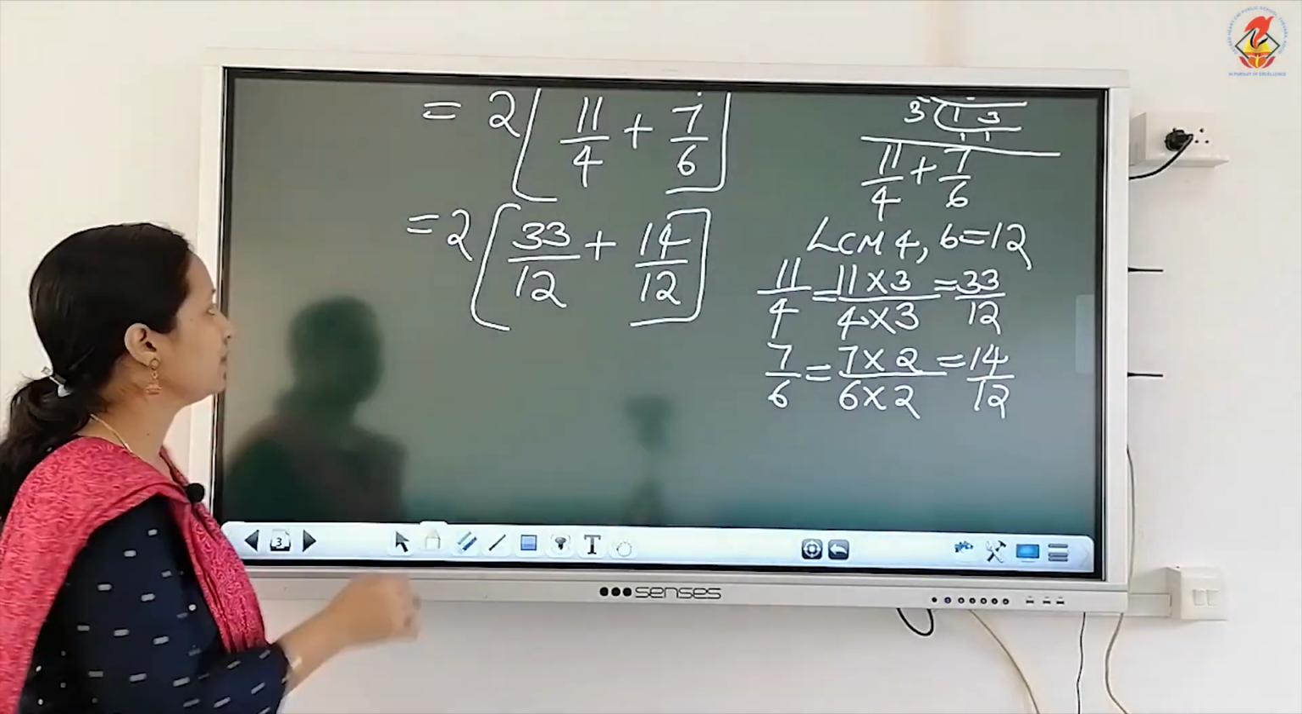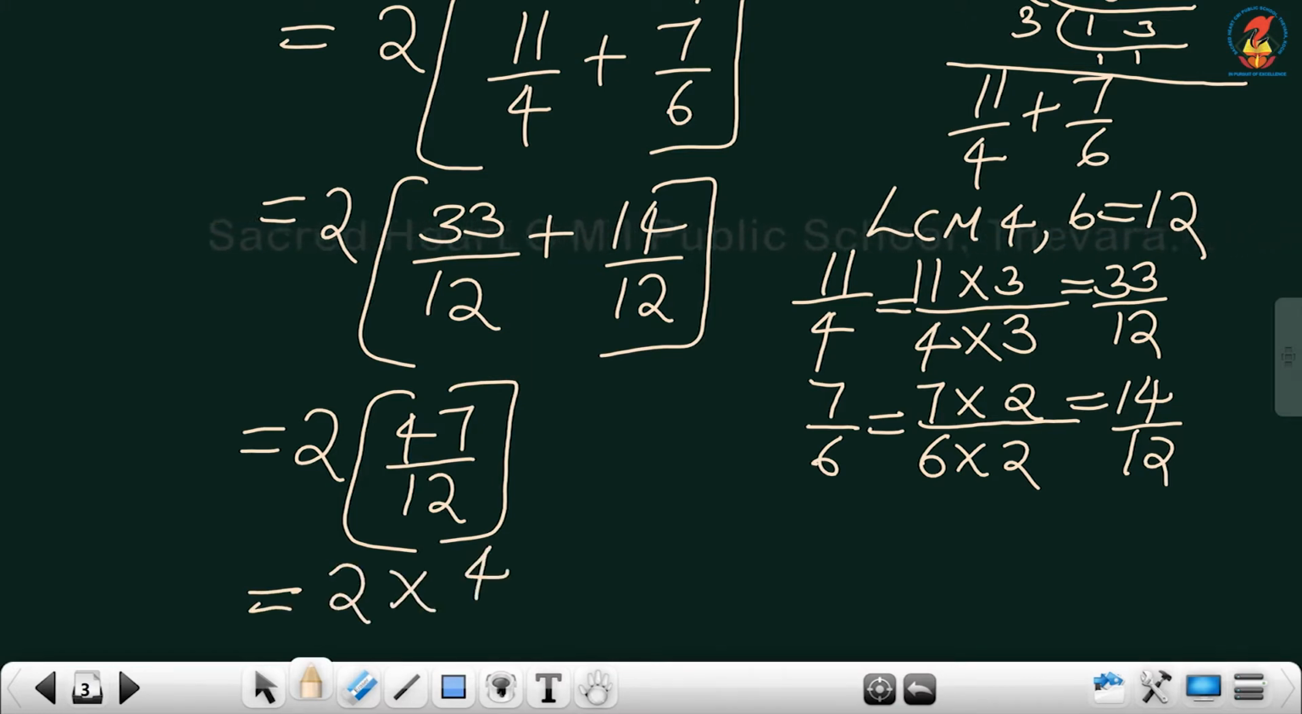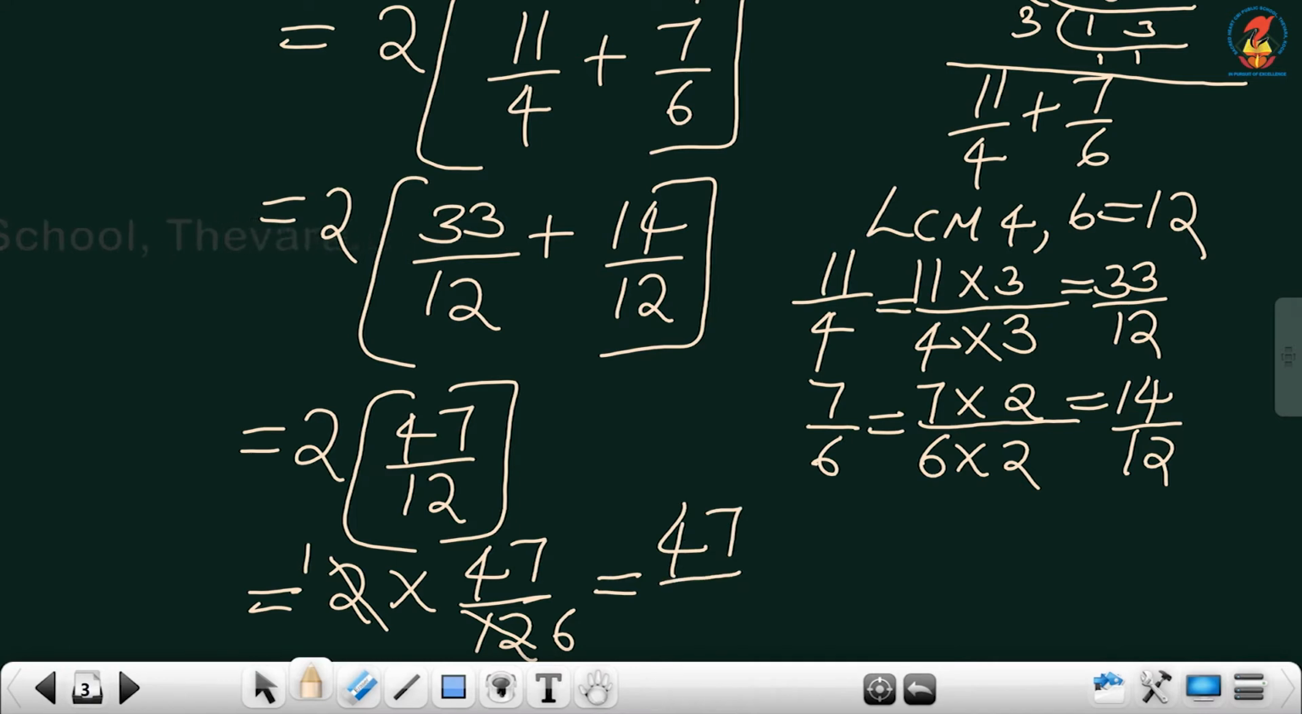So what is the answer? 2, 33 plus 14. What is the answer? 47 by 12. And we know that this bracket represents multiplication, is it? So you write down 2 into 47 by 12. And we also studied the shortcut method, is it? So divide by a common factor. 2 divided by 2 is 1. 12 divided by 2 is 6. So what is the answer you got? 47 by 6 you got.